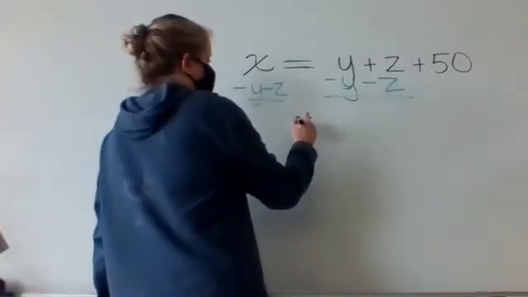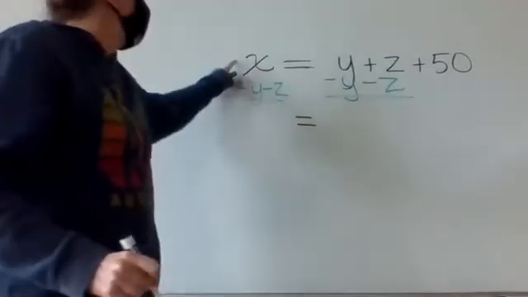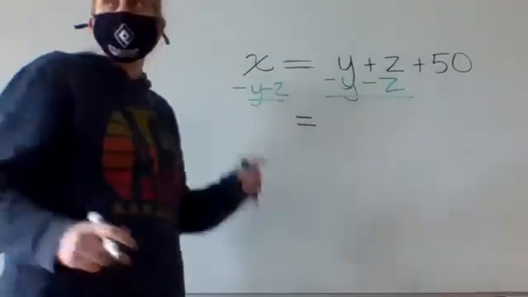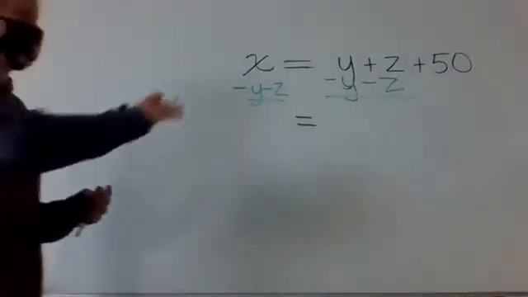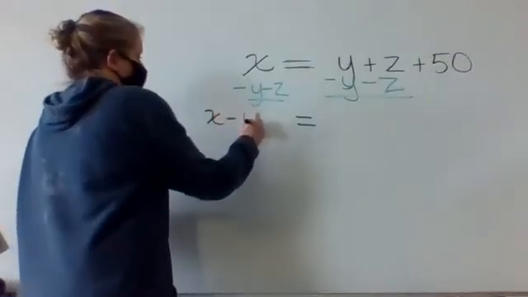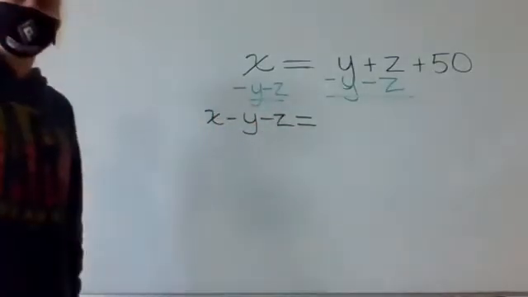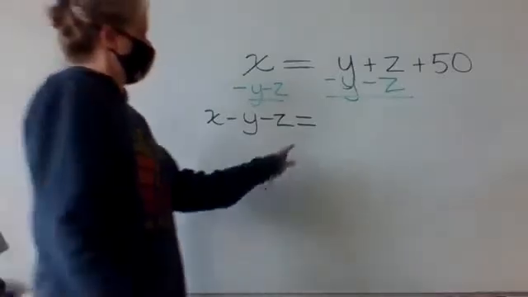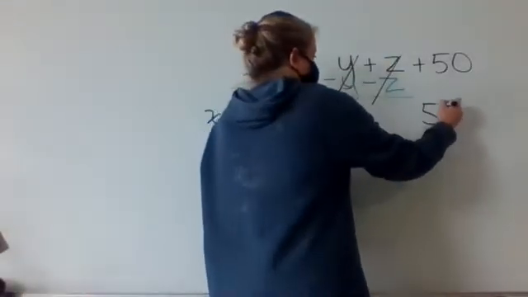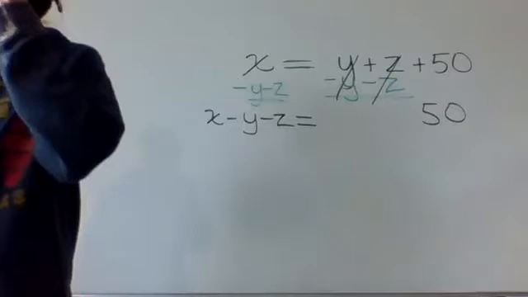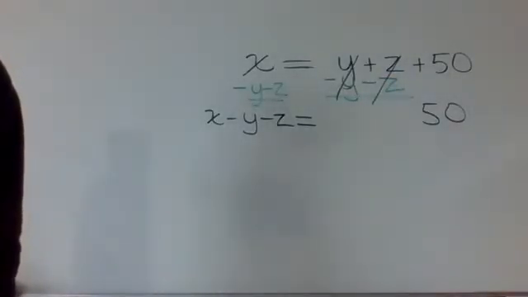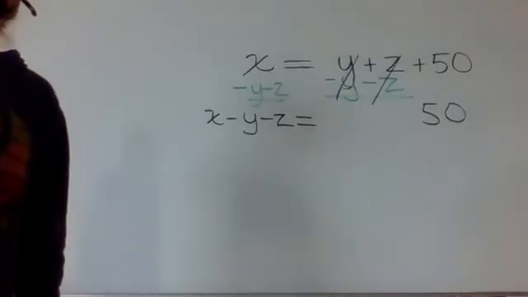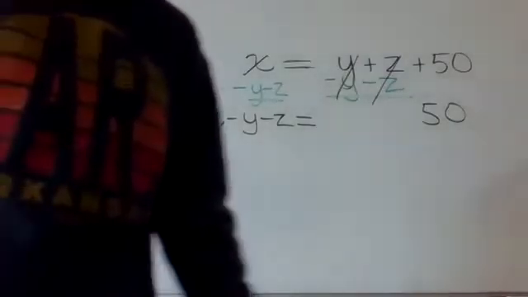So now let's see what we have. There's my equal symbol. On the left side, these are just 3 separate terms that I can't combine, right? You can't put an x with a y and a z. So I just have these 3 separate terms here: x minus y minus z. Those will cancel, so all that's left over there is the 50. So x minus y minus z equals 50. That's all you would do on number 2.